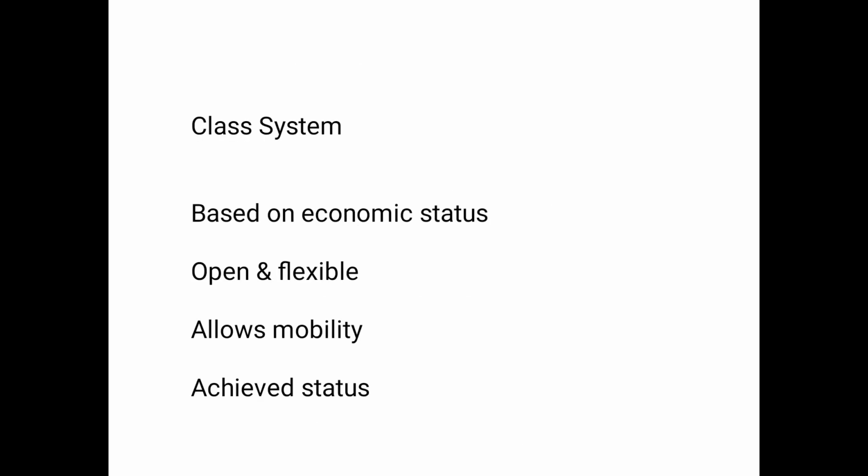The class system is based on economic status. Unlike caste, class is open and flexible. This means people can move up or down depending on their income, education, and occupation. For example, someone born in a poor family can move to a higher class through education and employment. So, class is an achieved status, not an ascribed one.